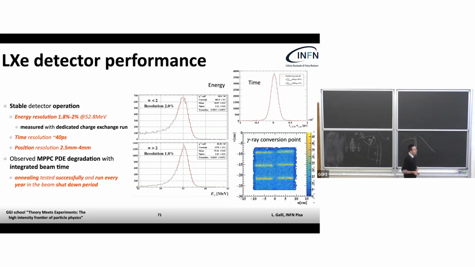With this pattern, you can measure the position of the conversion of the photon in the calorimeter, with a resolution which is fairly good, of the order of millimeters, which is indeed the dimension of the sensors that we have put, like the silicon photomultiplier.